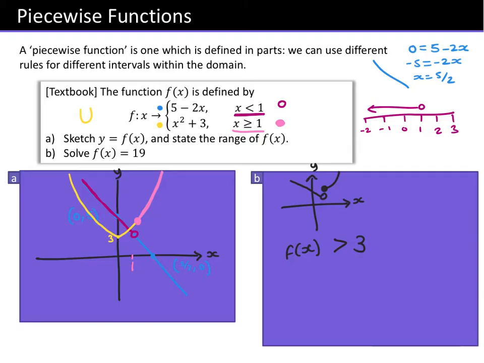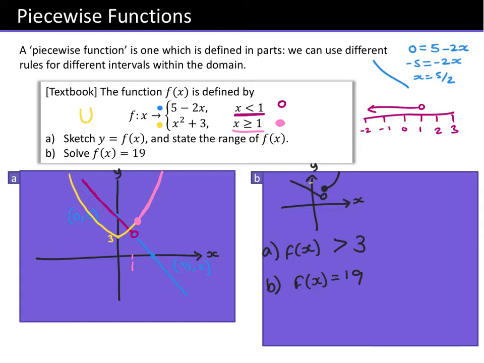Okay. Then it says solve f of x equals 19. Okay. So this is saying solve f of x equals 19. Sorry, this is still part A here. Okay, part B, we have f of x equals 19. Well, if we look at our graph, okay, and we look at f of x equals 19, I'm gonna get a different color.